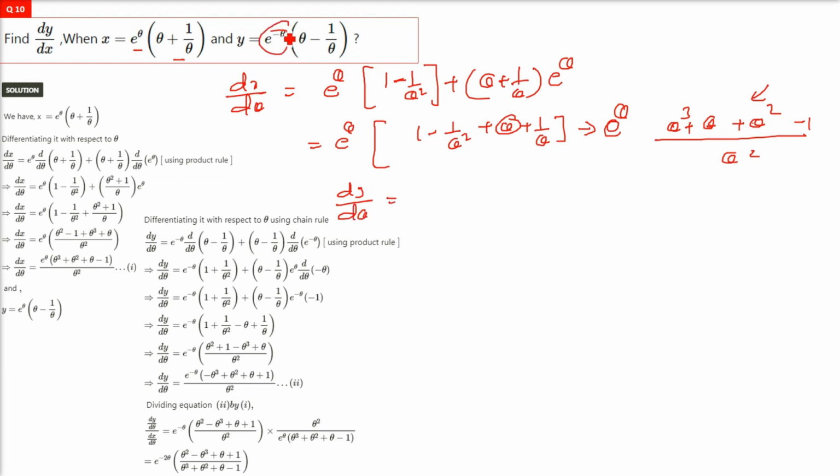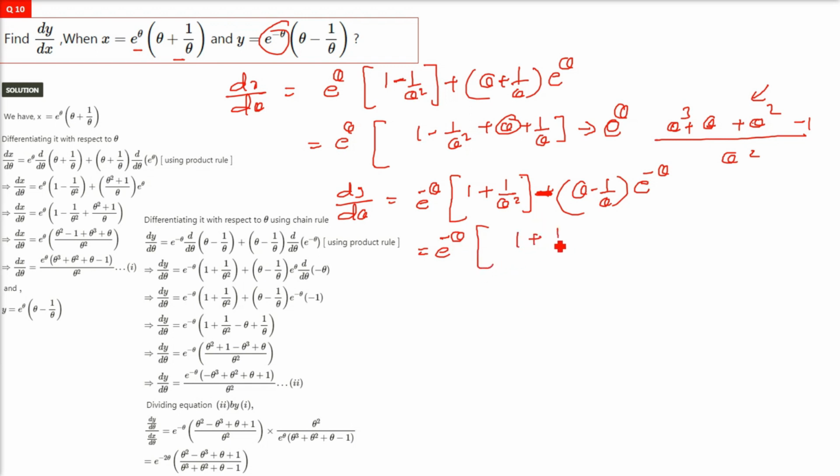But now coming to dy by d theta, you have e to the power minus theta, theta minus 1 by theta. So e to the power minus theta, and differentiation of theta minus 1 by theta is 1 minus minus of 1 by theta square, minus minus become plus. Now theta minus 1 by theta, differentiation of e to the power minus theta will be e to the power minus theta, and there will be negative also, because differentiation of negative theta will be negative 1. So the sign in between will change.